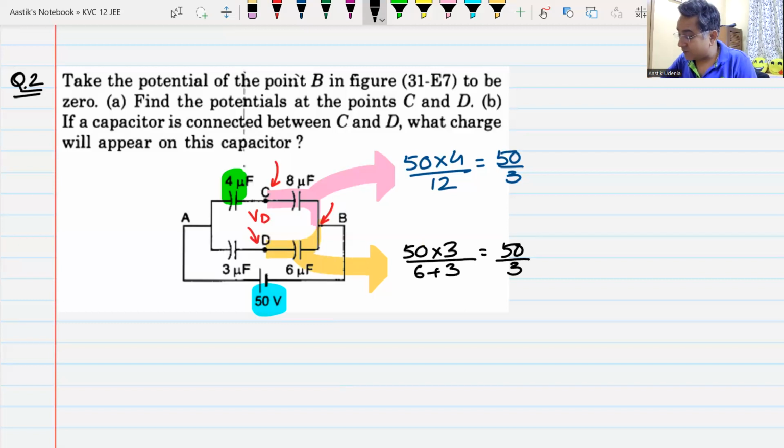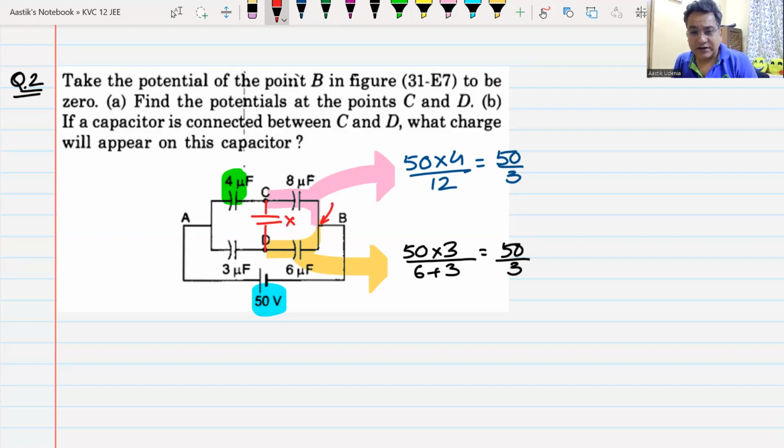Now we come to the next part of the question. Both the potentials are the same. They are equipotential points. So if I now connect any capacitor across C and D, how much will be the charge coming on that capacitor? Same point, same potential. So there will be no charge coming on this capacitor.